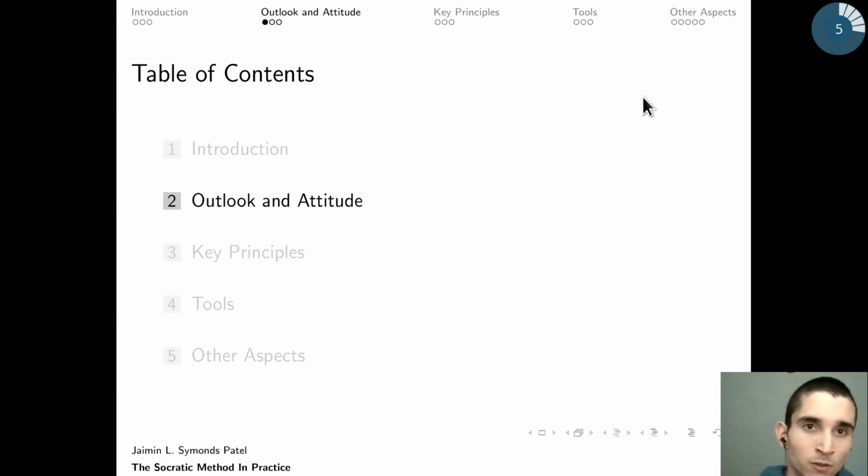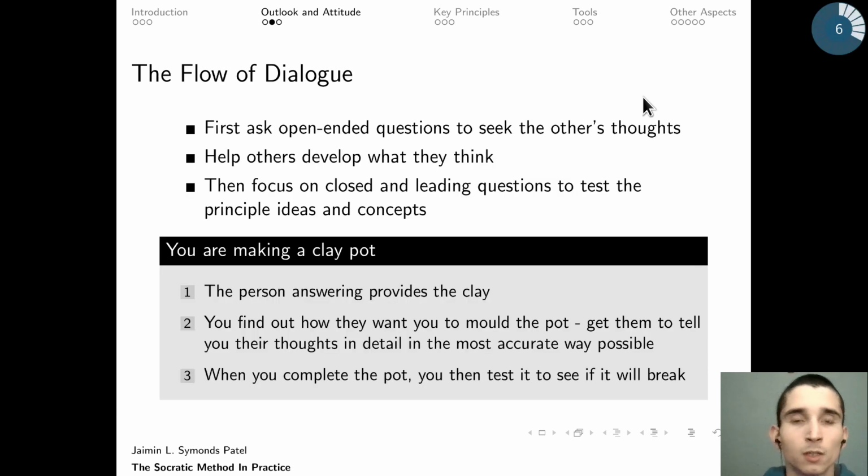Right, so now on to the method itself. First of all, I'm going to look at the outlook and attitudes the method requires, but also those attitudes that the method fosters. First of all, I mentioned that the method comes from a set of dialogues.